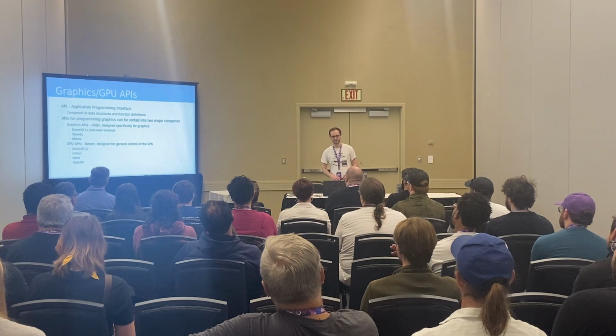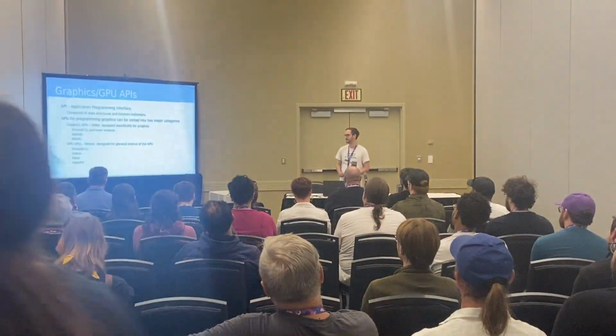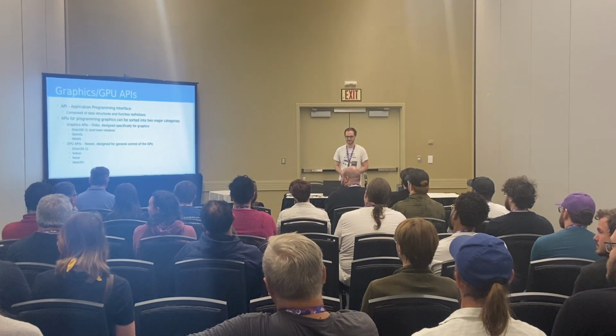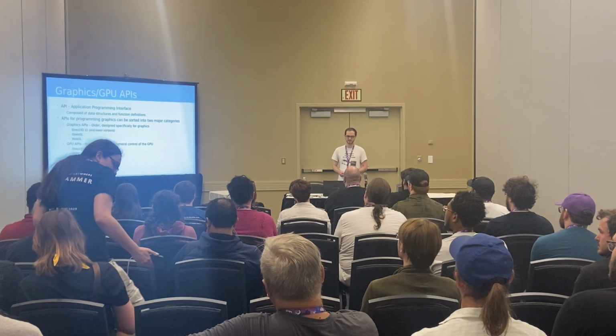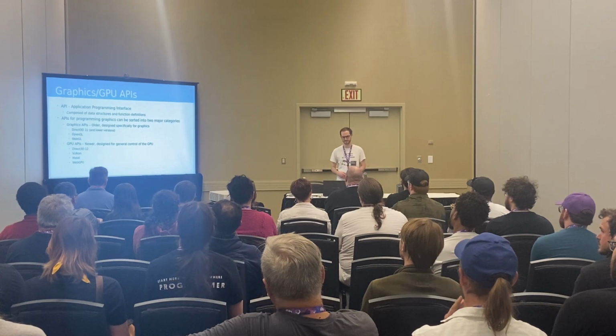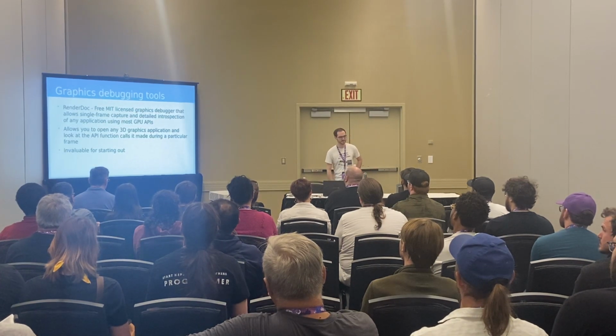That's really all I have to say about graphics APIs. Details about graphics APIs can be found on the website of whoever maintains them. Direct3D is Microsoft, and MSDN has the docs for that. OpenGL and Vulkan are Khronos Group APIs, so you can look up Khronos Group to get their documentation. But yeah, moving on to graphics debugging tools.